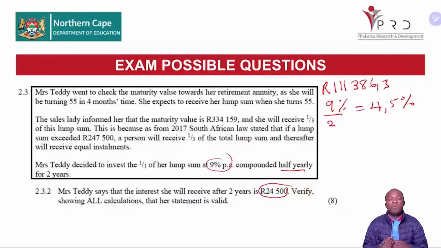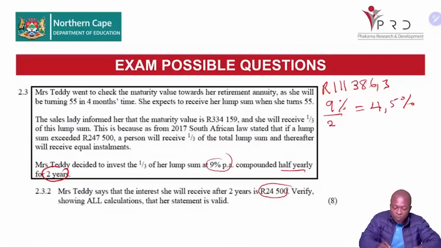Then the next thing is to find out how many halves are there in a year. There are 2 of them. So since the investment is for 2 years, it means that we are going to have 4 calculations. First half year, second half year, then 1 year is done. Then third half year, fourth half year, then all is done. So this is how you go by it.